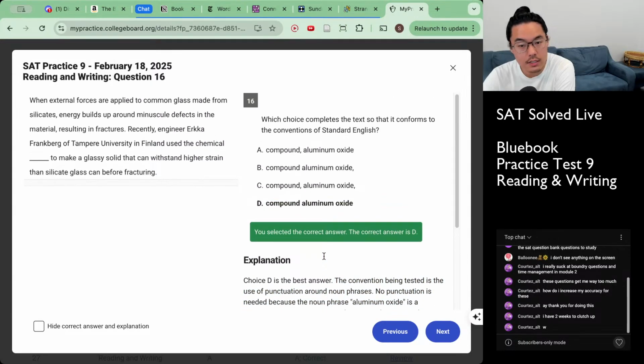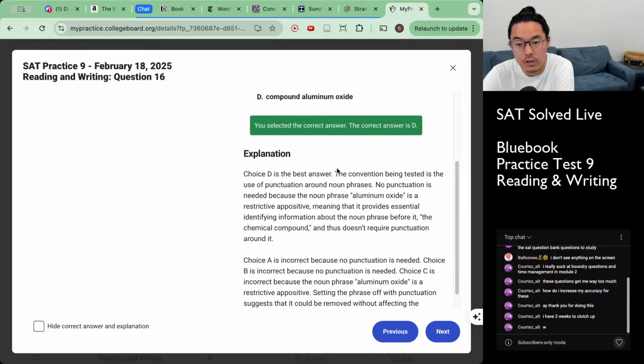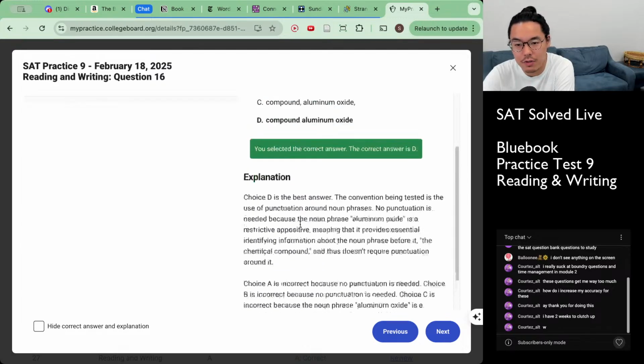non-essential and essential modifiers, or restrictive and non-restrictive modifiers, then you just need to get better at these, and you just need to practice like 100 of these questions, and make it so that it's automatic, that you don't even need to think. When you watch me solve these boundaries questions, if it's specifically the restrictive versus non-restrictive modifiers questions, or essential versus non-essential modifiers, or whatever they're going to call this. Let's see. The convention being tested is the use of punctuation around noun phrases. Okay, which in this case is a noun phrase, but it doesn't always have to be a noun phrase.